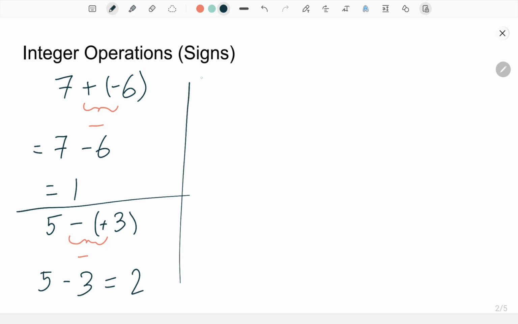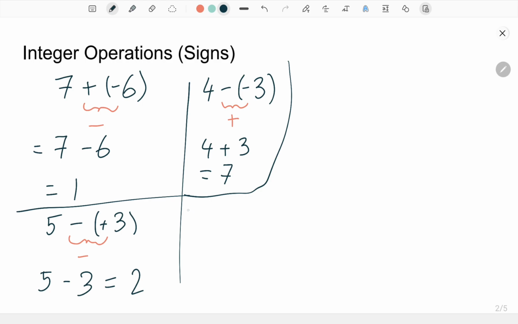All right, and there's one more case that is important to look at. What if you subtract a negative number? So 4 minus negative 3. Well, just remember, in this case, you have 2 of the same sign. Subtracting a negative, that's the same as adding. And so that would be 4 plus 3, which is 7.